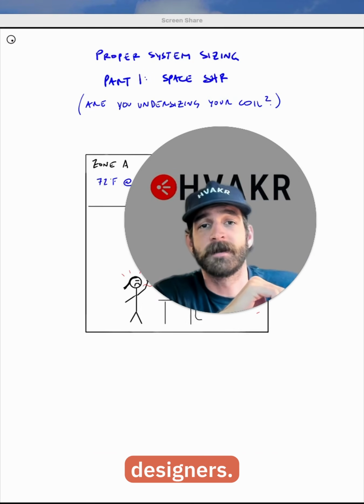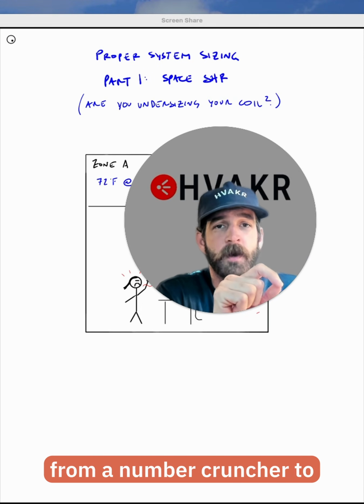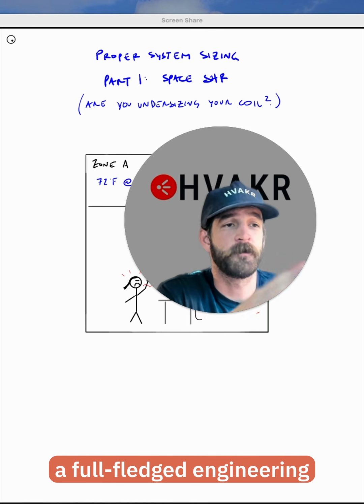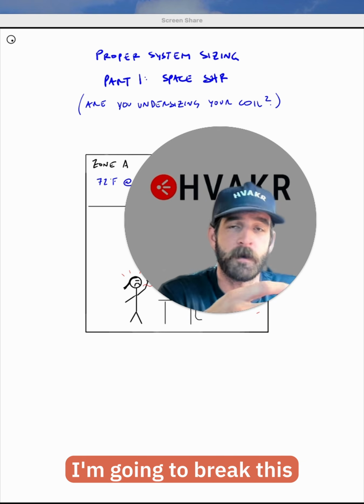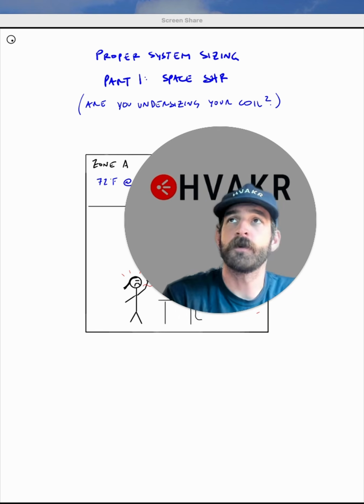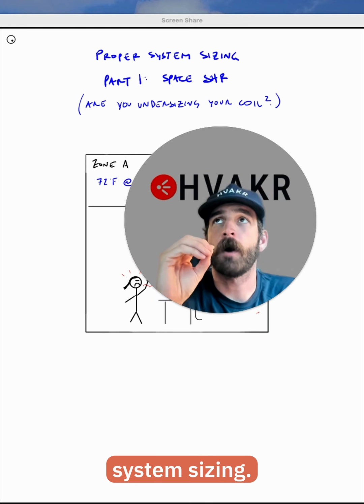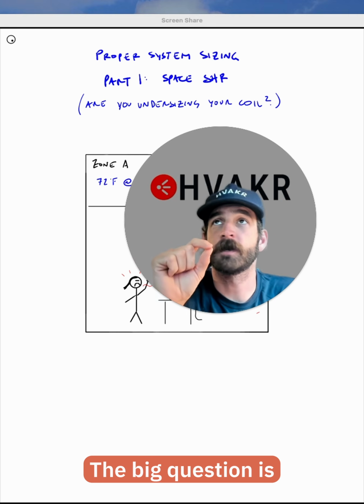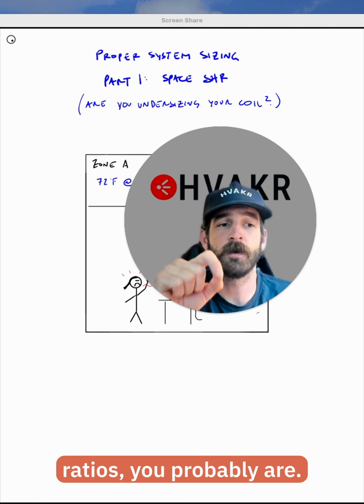HVAC engineers and designers, this is perhaps the most important concept if you want to graduate from a number cruncher to a full-fledged engineering consultant who actually understands how systems work. I'm going to break this into two parts, and the first part is part one, space sensible heat ratio. We're talking about proper system sizing. The big question is, are you undersizing your coil? If you don't understand space sensible heat ratios, you probably are.